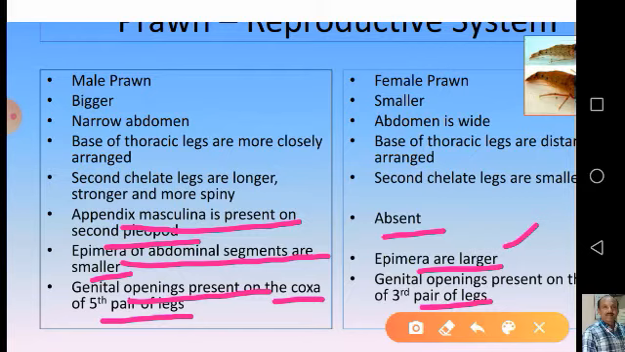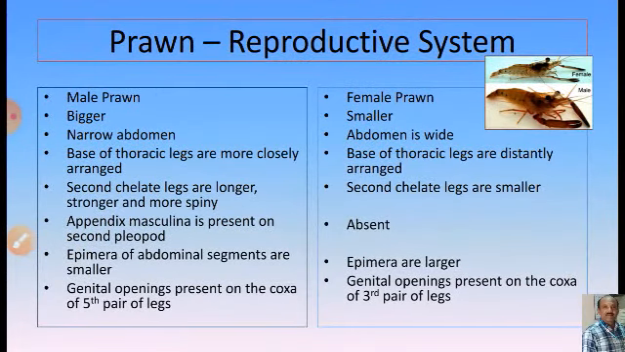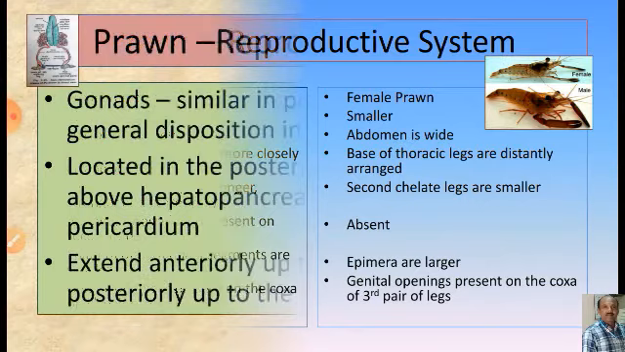The last characteristic feature clearly confirms that by observing the genital openings on the fifth pair of legs, it is the male prawn. Whereas if the female genital apertures are present on the third pair of legs, then you can clearly confirm that it is a female prawn. So with the help of these characteristic features, the prawns are not only unisexual, but they show sexual dimorphism very clearly.